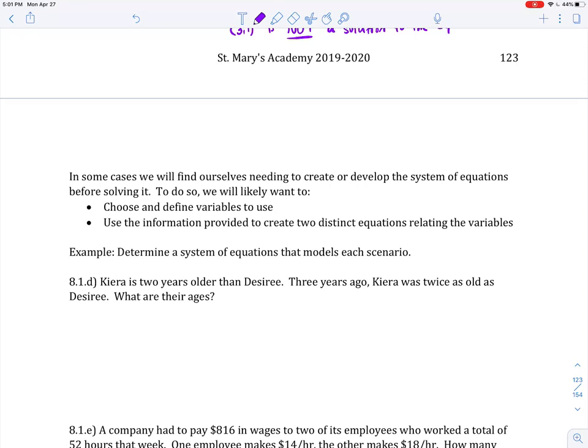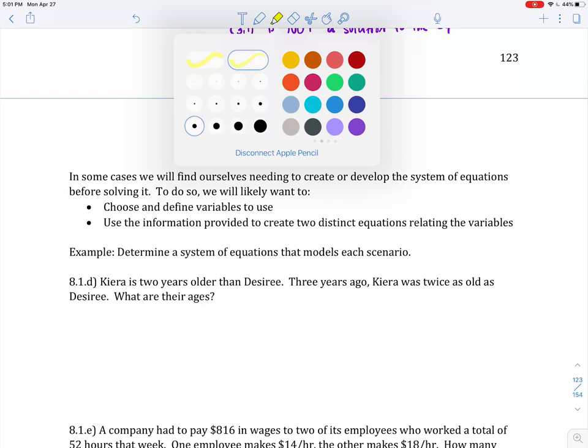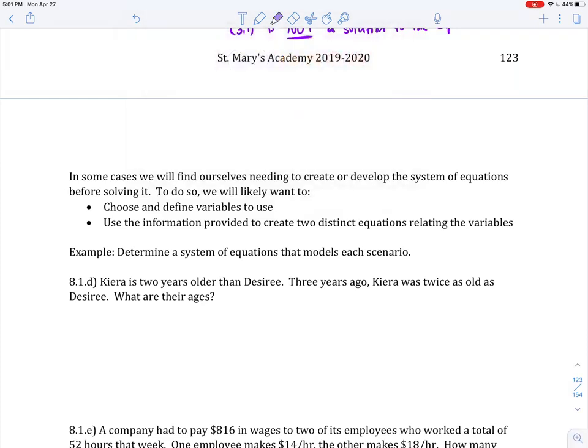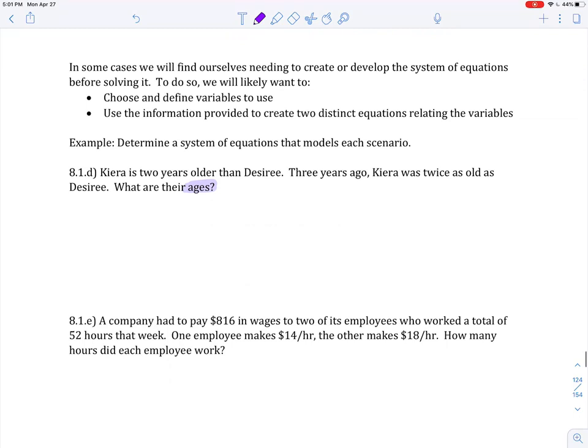Like in this one, Kira is 2 years older than Desiree. Oh, and 3 years ago, Kira was twice as old as Desiree. What are their ages? Now, we're not actually solving for this. We're not going to find their ages right now, but we are going to determine that system of equations. We're going to model this scenario. Key thing we are finding here is their ages. That's the thing we're after. So when we choose our variables, that should be the basis for it.